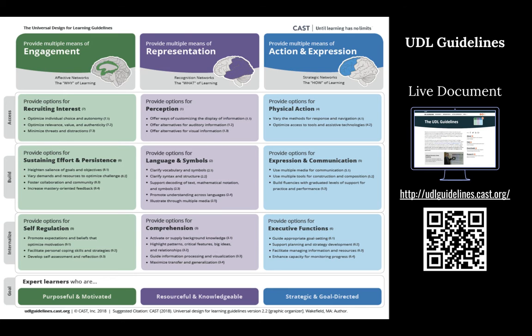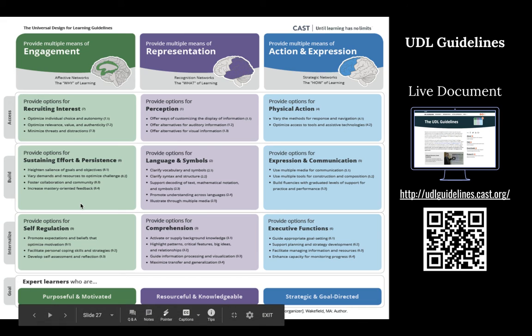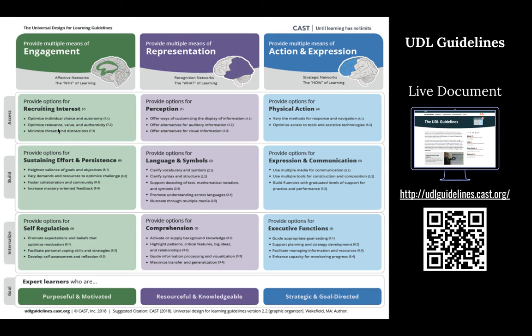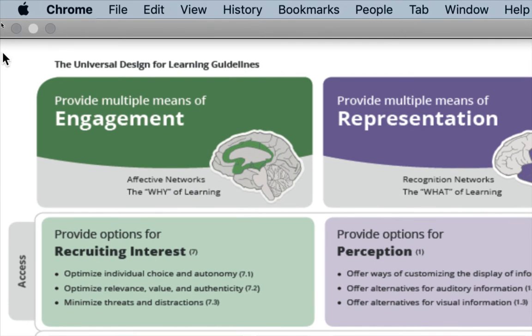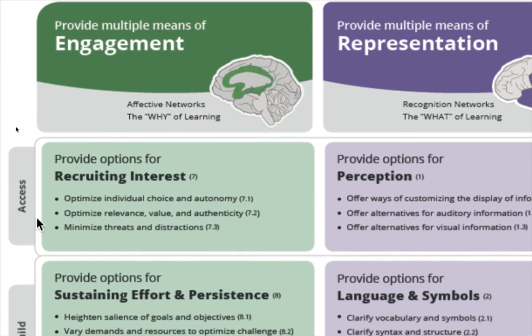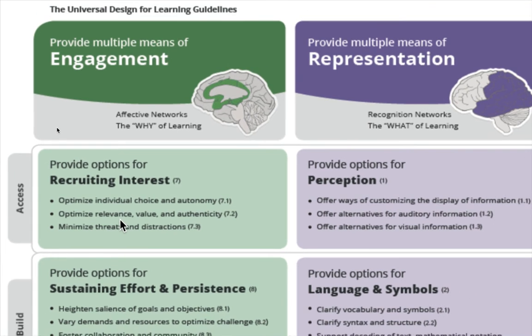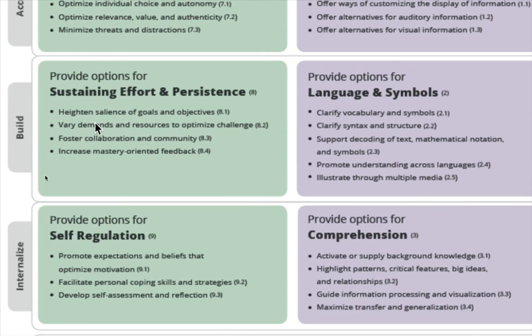We can, I'm not even going to come up with different names, but they are the guidelines. And then each of these points, these dots, are the checkpoints. So for example, within multiple means of engagement, we have recruiting interest. How do we get them involved? How do we sustain that interest and create opportunities for persistence and grit? And then how do we self-regulate? How do we talk about metacognition and coping skills and self-assessment and reflection?